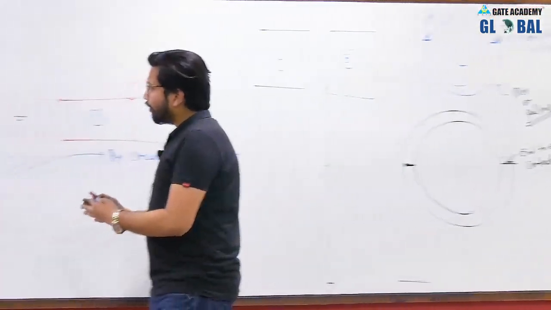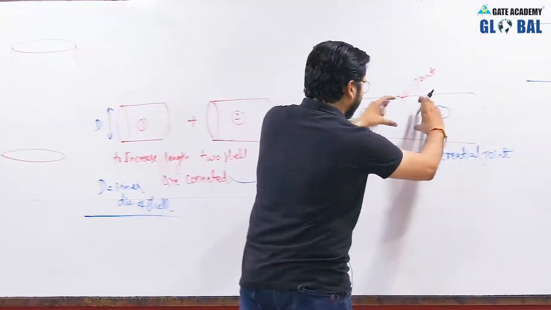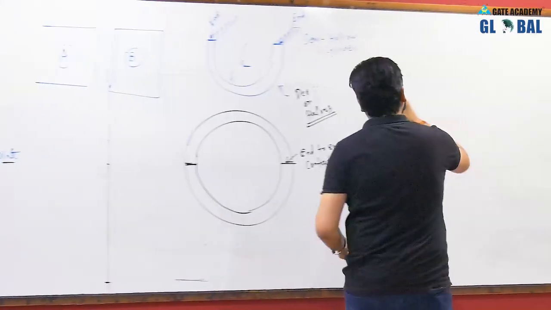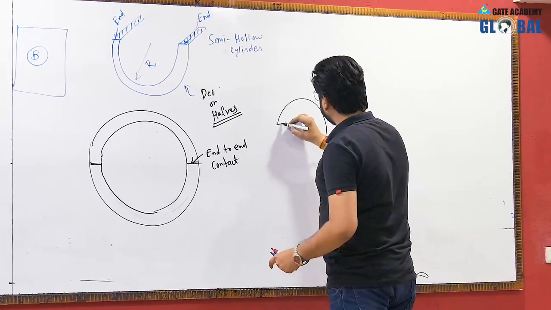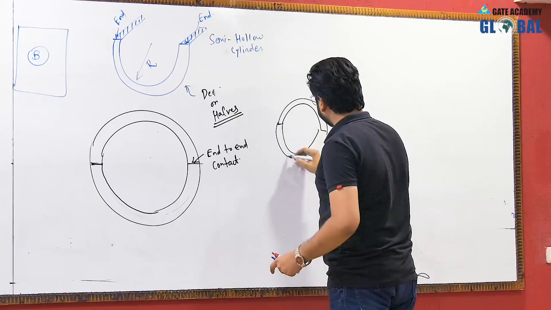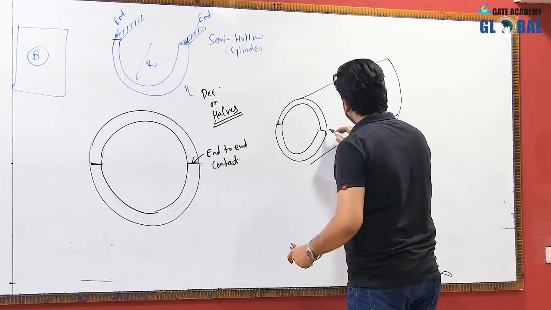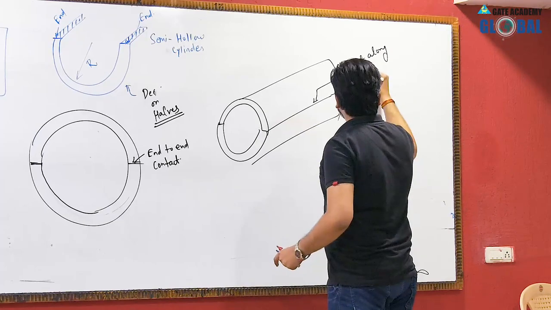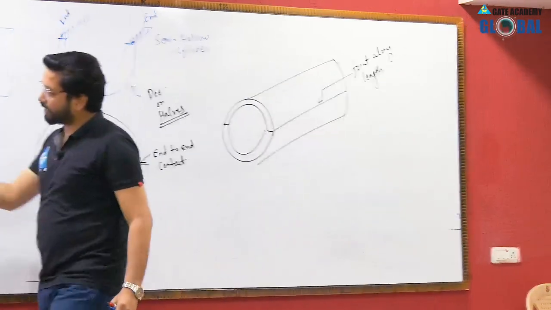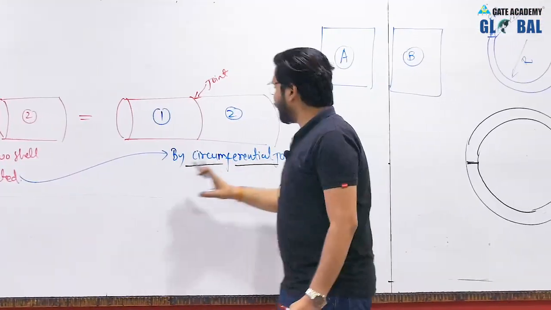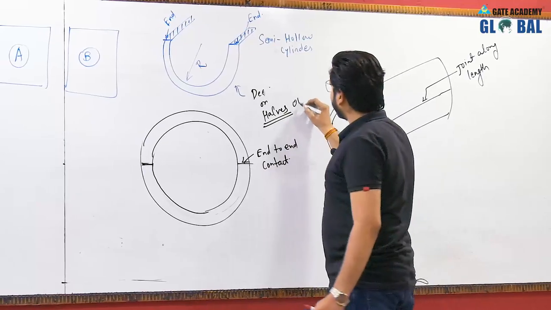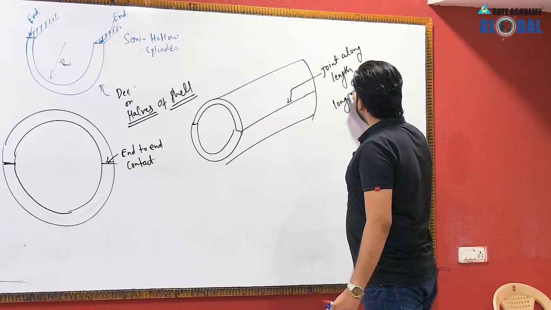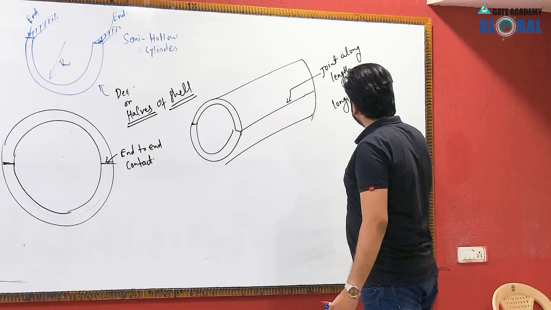Now here we want to make the joint, so they will be connected like this, and here we will have a circumferential joint. As two D's are connected, if you see the joint properly, it may look like this. Here we will have a joint along the length. Where we have joined two shells with each other, there we have a circumferential joint, and when we join the two halves of the shell, we have a joint along the length, or you can call it a longitudinal joint.